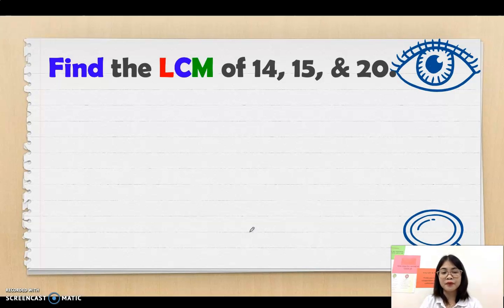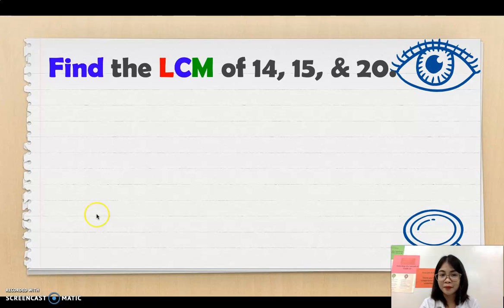Next example, find the LCM of 14, 15, and 20. If you're going to find the LCM of three numbers, check if there's any number that goes into any pair of the remaining numbers. Notice that if there's a number that doesn't go into it, leave that number as is. For example, we have 14, 15, and 20.